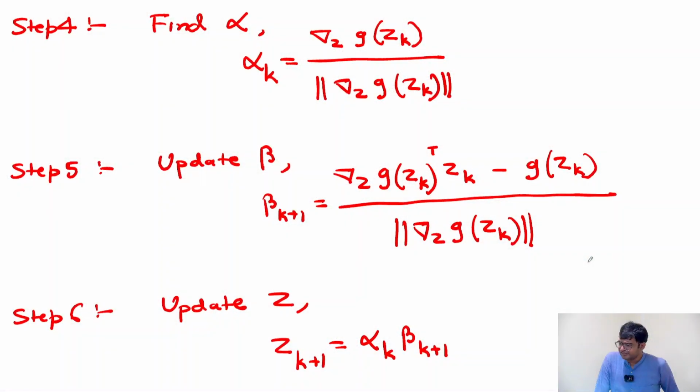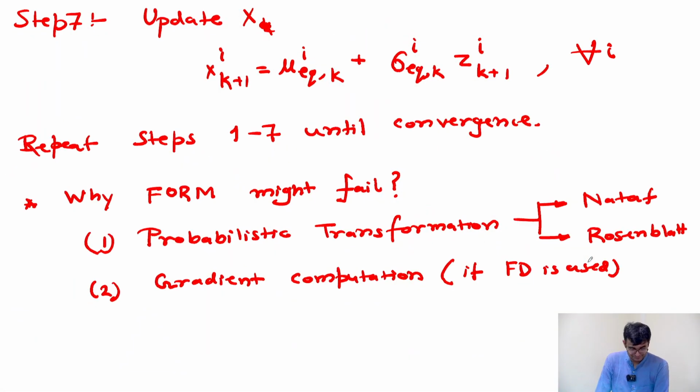Step 4, is there any approximation? No, that's the definition, right, of the unit normal vector. Step 5, is there any approximation? Taylor series, first order Taylor series. So step 5 is an approximation.